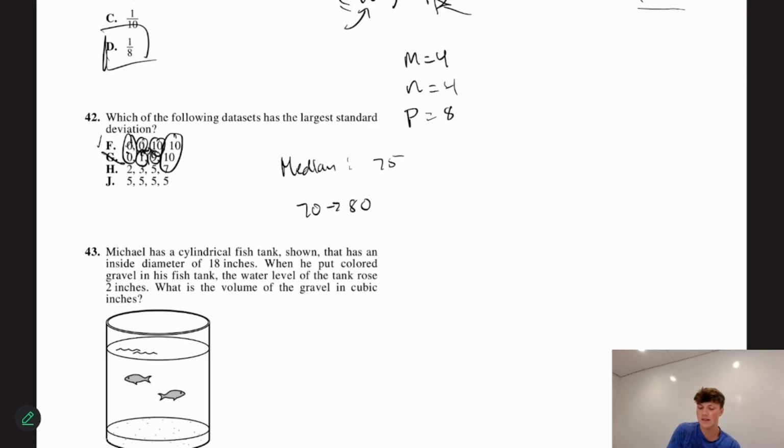And those are the only two that are really competing, because for J, everything is the median, right? That's as compact as you can get it. So that's the smallest standard deviation of 0, right? And then H is decently spread out, but nothing crazy like 0 to 10, right? So H is going to be wrong as well. F is going to be our best option.